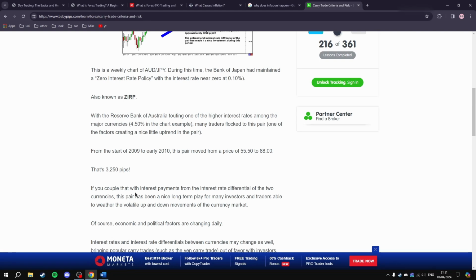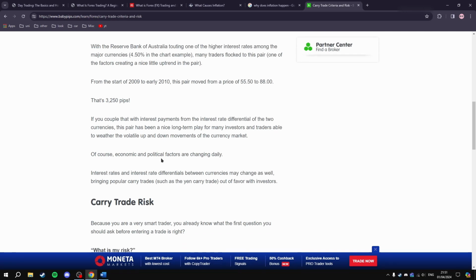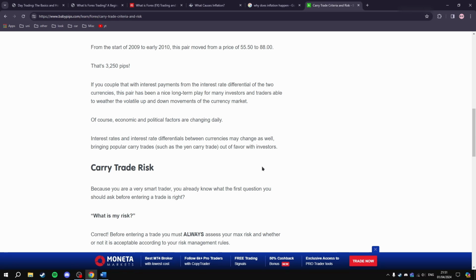If you couple that with interest payments from the interest rate differential of the two currencies, this pair has been a nice long-term play for many investors and traders able to weather the volatile up and down movement of the currency market. Of course, economic and political factors are changing daily. Interest rates and interest rate differentials between currencies may change as well, bringing popular carry trades such as the yen carry trade out of favor with investors.